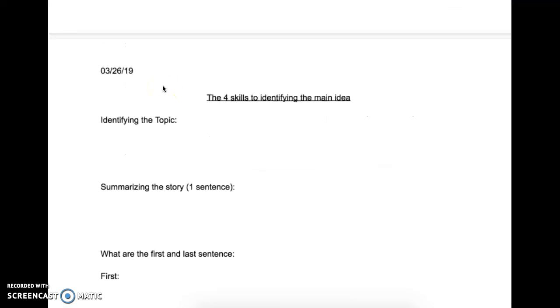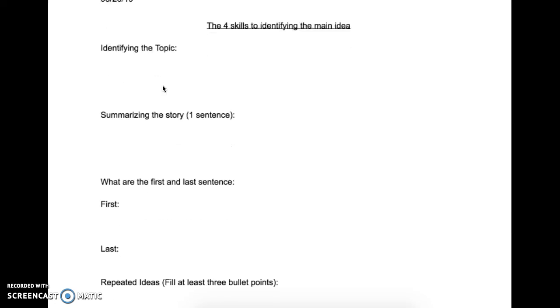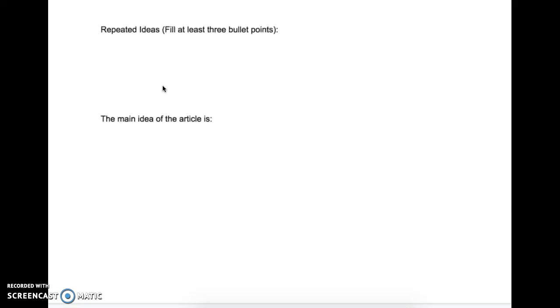Hello and welcome. Here we are back at the worksheet that we have to work with after each article, and then I'm going to do something a little different. I am going to give you the main idea of the article and have you fill out the repeated ideas, first and last sentence, summarizing the story and identifying the topic. The main idea of the article is that cleaning up the world is everybody's job.